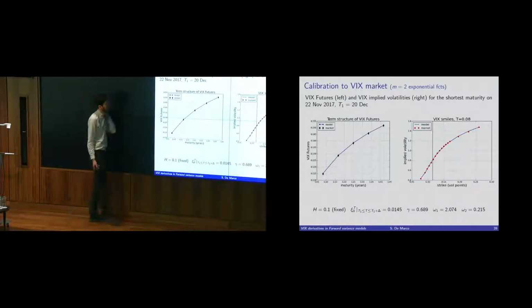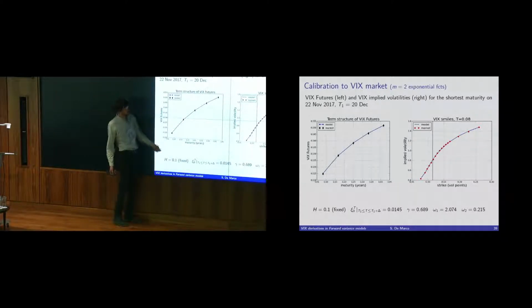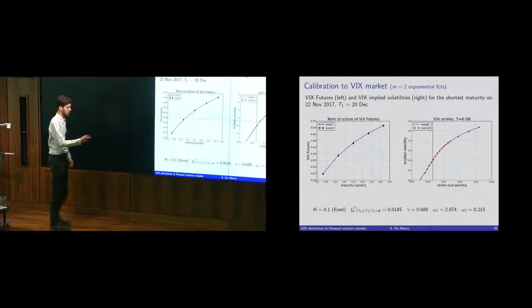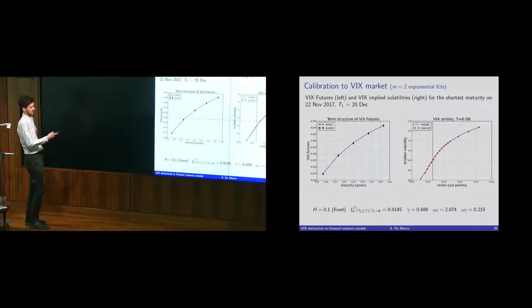So what you have here is a calibration to market data for the shortest maturity on this date, okay? The VIX future curve, you can always calibrate that perfectly by choosing your curve size 0. And then you have market in red, model in blue. It's super good, okay, even too good. And so it turns out to be a pertinent model in terms of calibration power, okay?